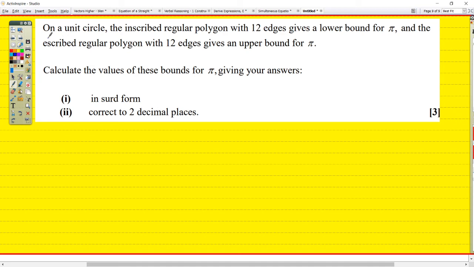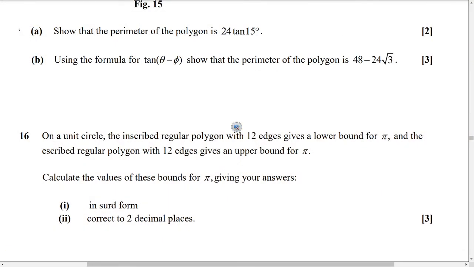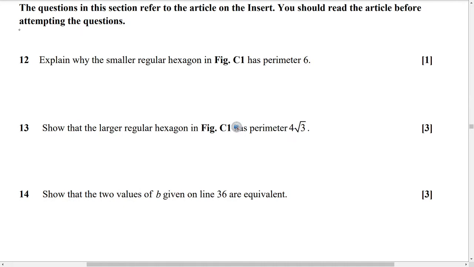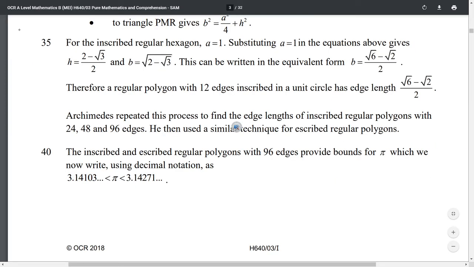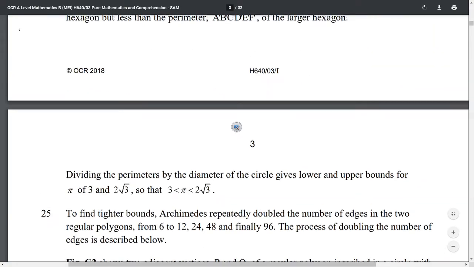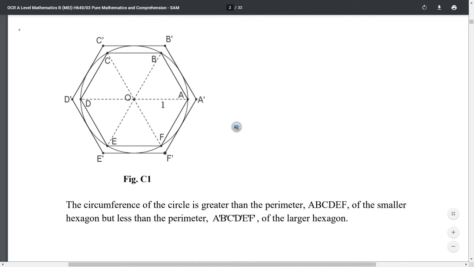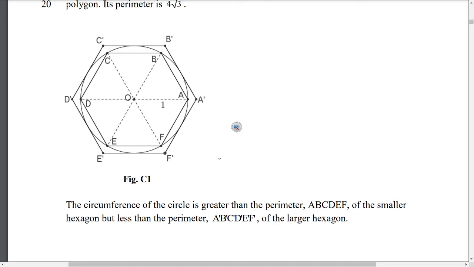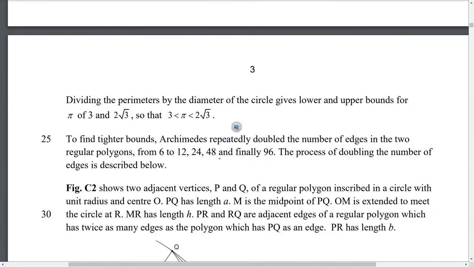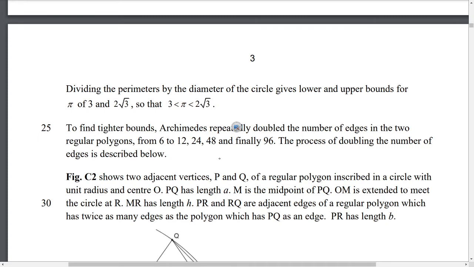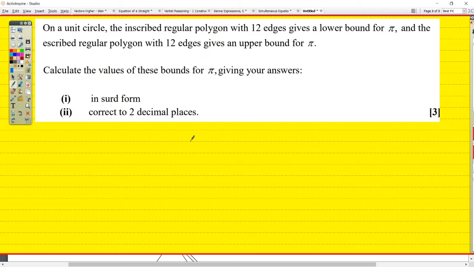On a unit circle. So we might have to go back to the article. Did I lose it? So you have that. This is the original one. Oh, you have to divide it by the circumference or something to get the bounds. Wait, if you go down a bit, if you divide the perimeters by the diameter of the circle, you get the lower and upper bounds of pi. Okay.